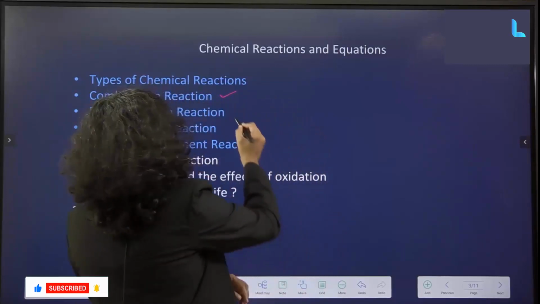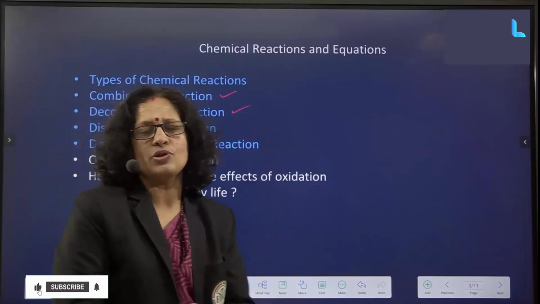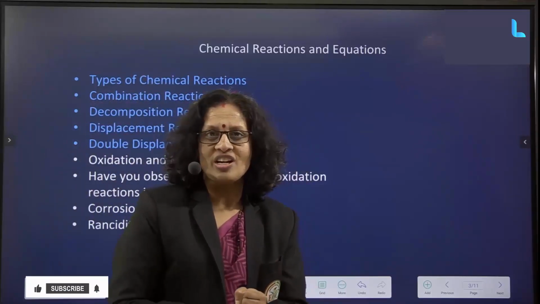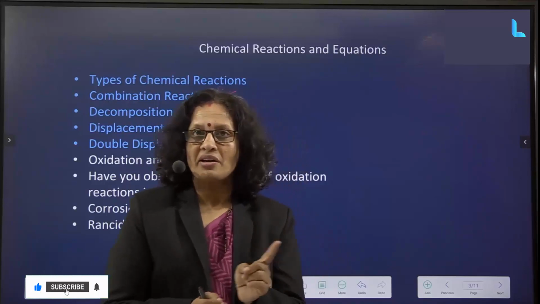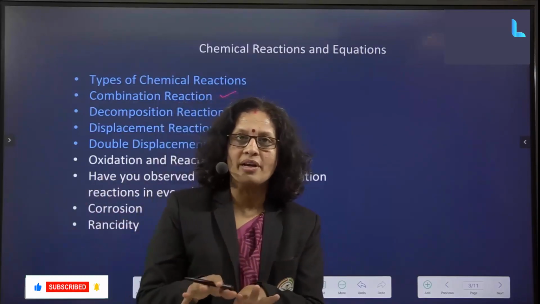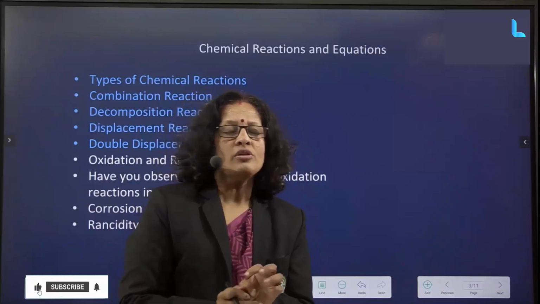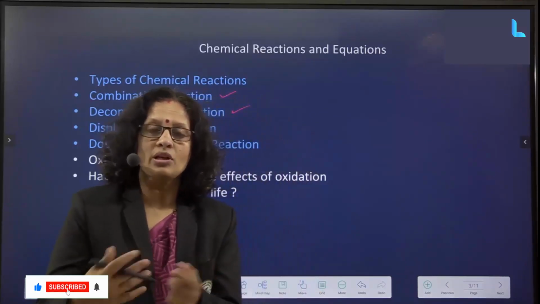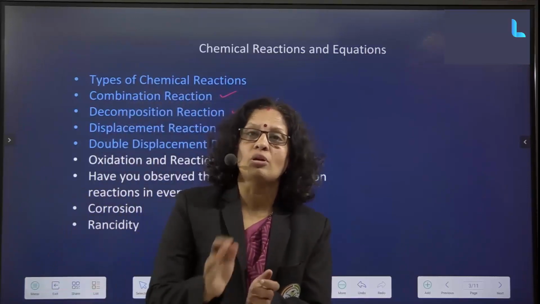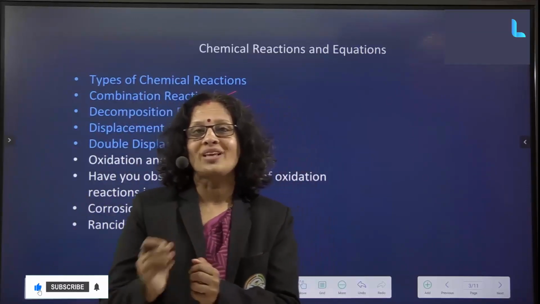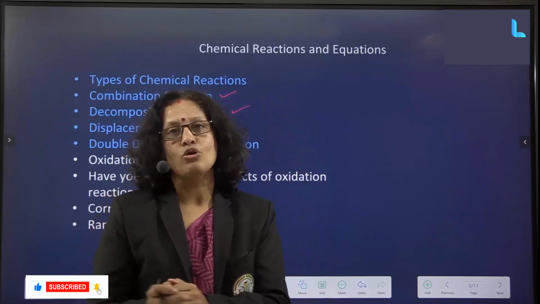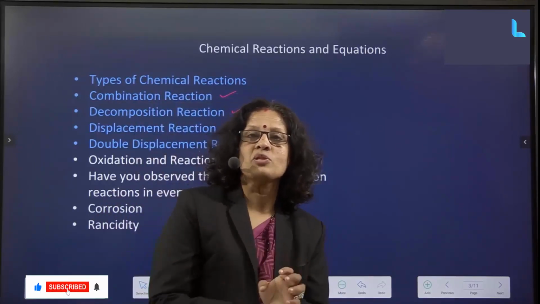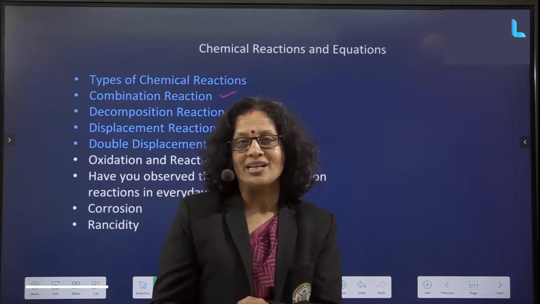Then we have discussed a second type of reaction, that is the decomposition reaction. Decomposition is the reverse of a combination reaction, where there will be one reactant which breaks into multiple products. We have discussed 3 types of decomposition. In the presence of heat, when the substance breaks, that is called thermal decomposition. In the presence of sunlight, when the substance breaks, that is called photolytic decomposition. In the presence of electrical energy, when the substance breaks, that is called electrolytic decomposition.